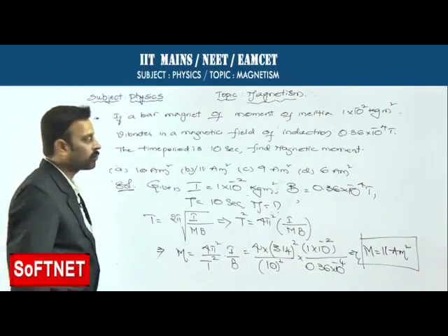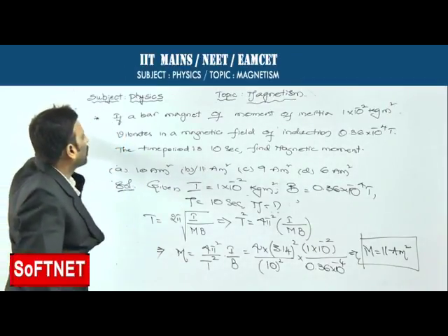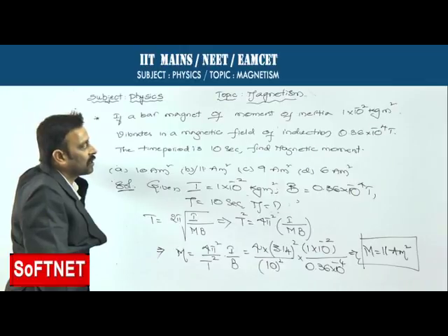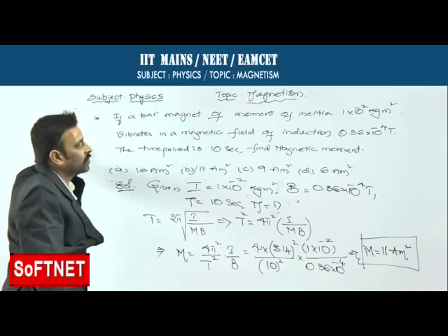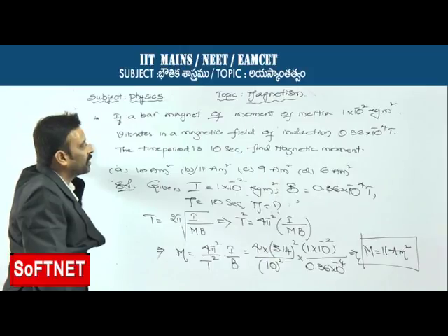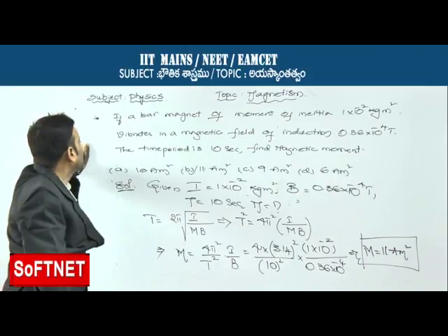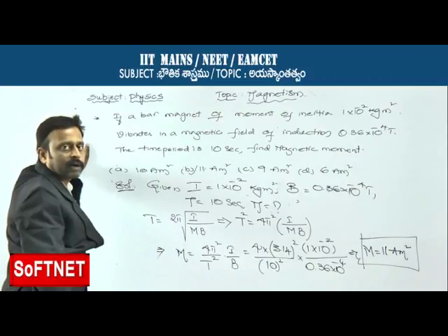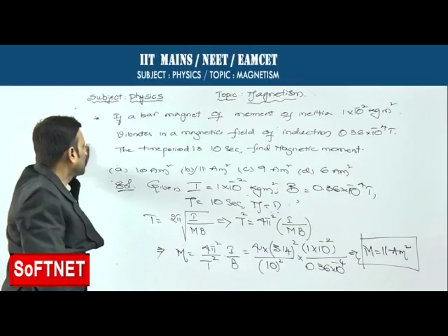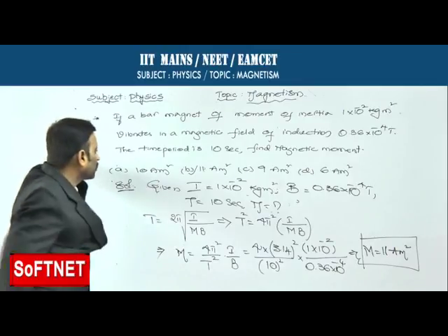I am repeating the problem once again. A bar magnet of moment of inertia 1 into 10 power minus 2 kg meter square is vibrating in a magnetic field of induction 0.36 into 10 power minus 4 Tesla. The time period of oscillation is 2 seconds. You are asked to calculate the magnetic moment of the magnet. Those are the 4 options given there.